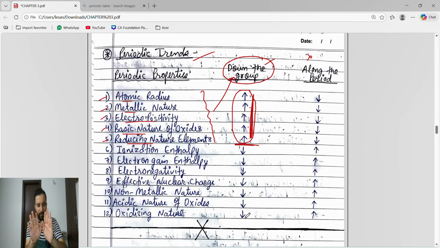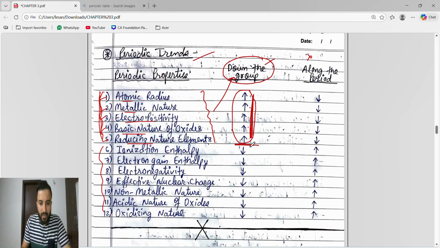All the remaining periodic properties decrease down the group. Done. So except these 5, whatever other periodic property comes, you can directly say it is decreasing down the group, because we know these 5 are the ones increasing down the group.